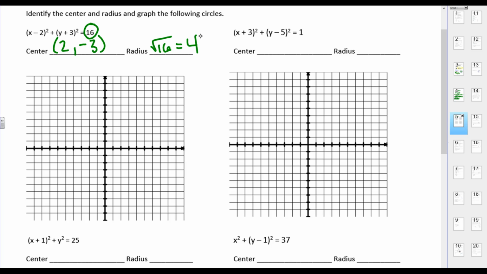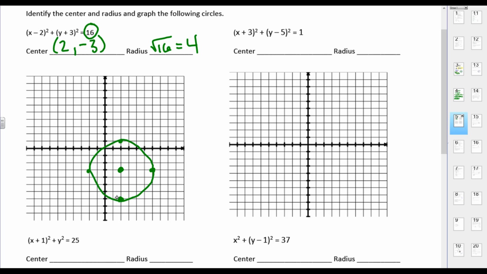So I'm first going to plot my center. We're at 2, negative 3. So there's my center. And then I'm going to put 4 points that are the radius away from that in all 4 directions. So I'm going to go 4 out to the right, 4 up, 4 to the left, and 4 down. And if you have a compass, you can use a compass to get a perfect circle. If not, you can freehand as best you can, just like that. And that's my circle.